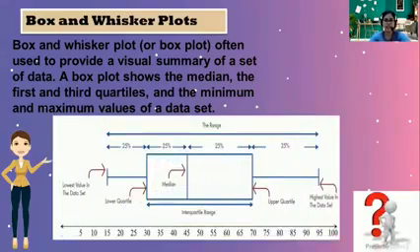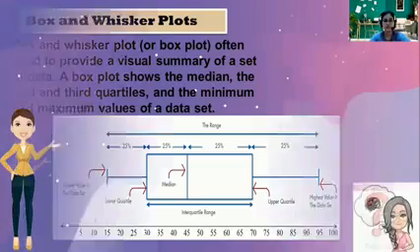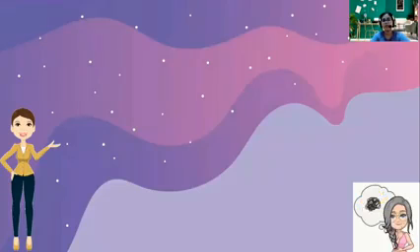So here is an example of a box and whisker plot, and presented here are the median, the lower quartile or the first quartile, the upper quartile or the third quartile, the lowest value in the dataset or the minimum, and the highest value in the dataset or the maximum. So how do we construct our own box plot?